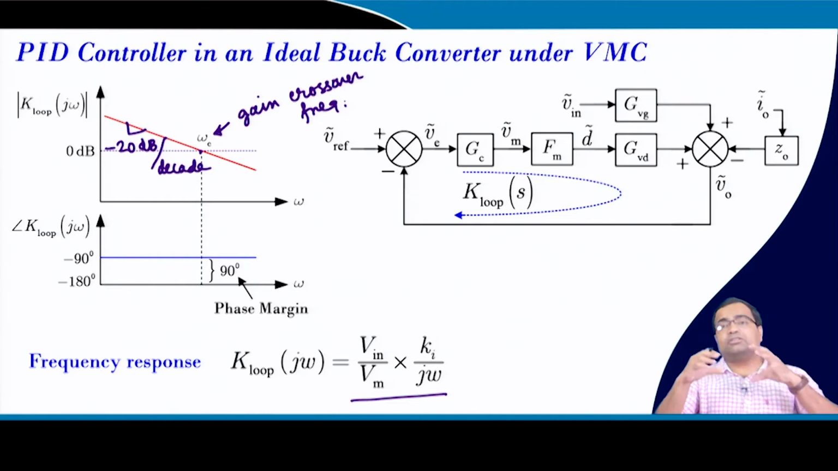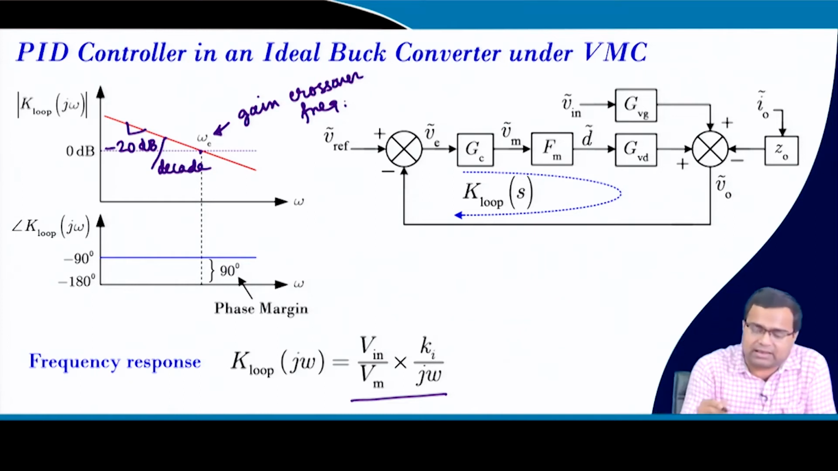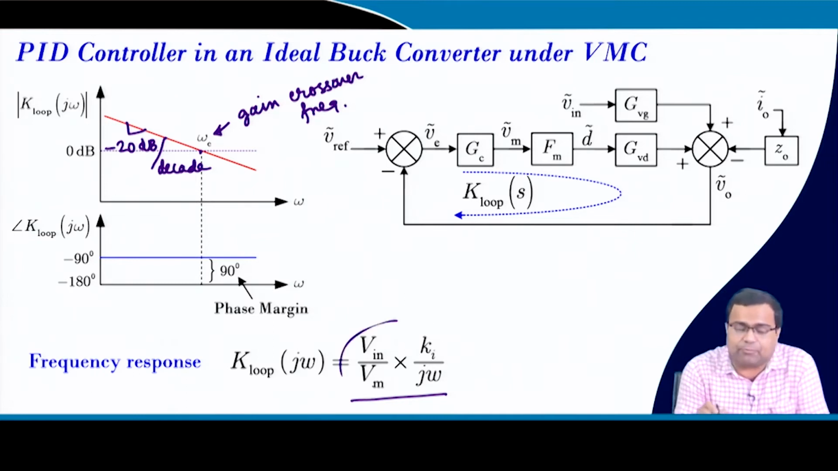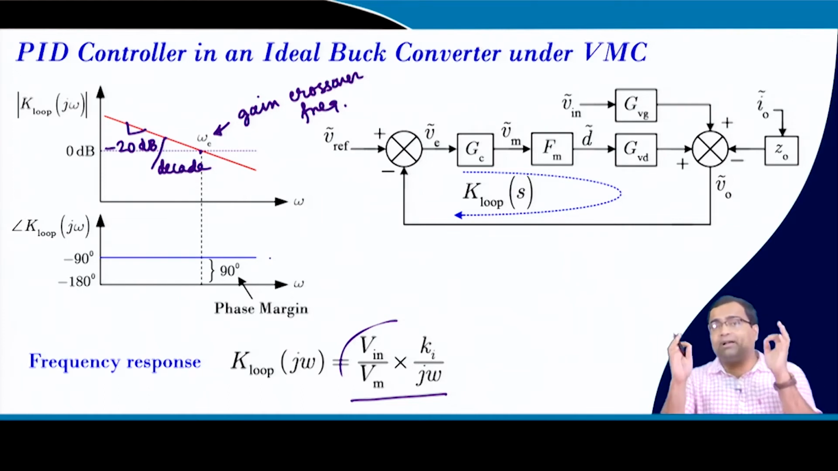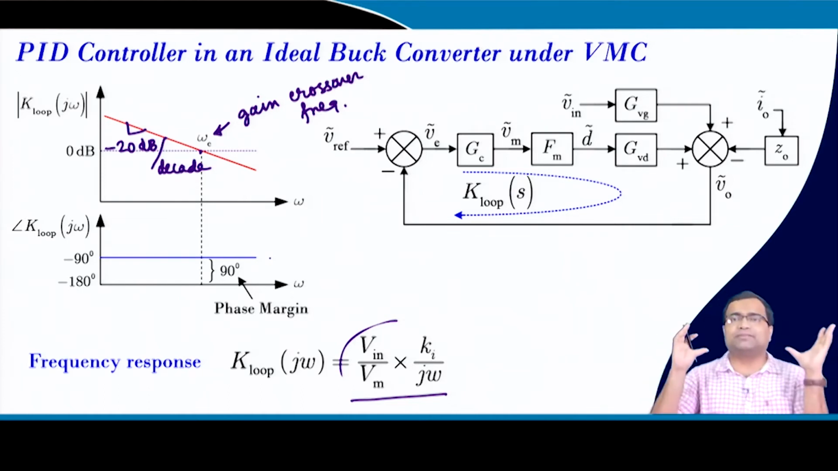And this will actually be the closed loop bandwidth, the gain crossover frequency. Since it is a first order system with only a single pole, this will lead to a 90-degree phase margin. So the closed loop will also be a first order system.